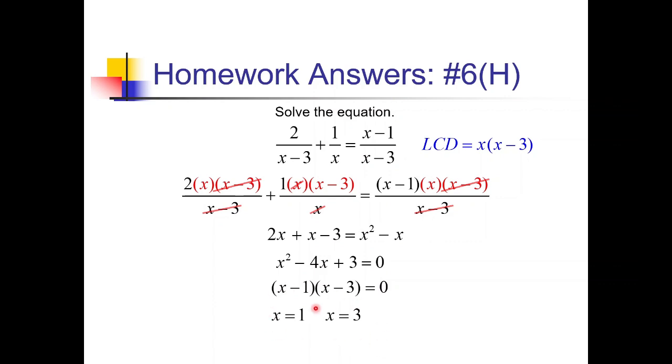Now we always have to check with these rational equations to see if our answers make things undefined. If I plug 1 into the original, I'm not zeroing out any of my denominators, so 1 is okay. If I plug 3 into the original, 3 minus 3 is 0 in this denominator, so that's a deal breaker. That makes our original undefined. So that means we have to get rid of x equals 3. That's an extraneous solution, and only x equals 1 is a true answer for this.